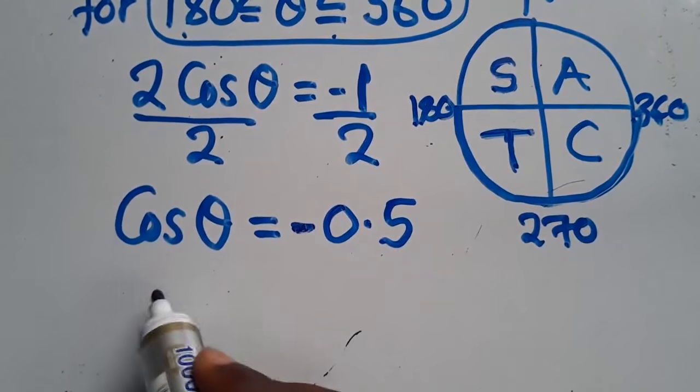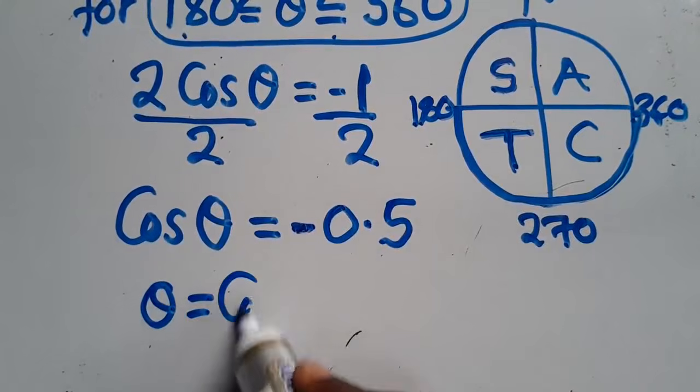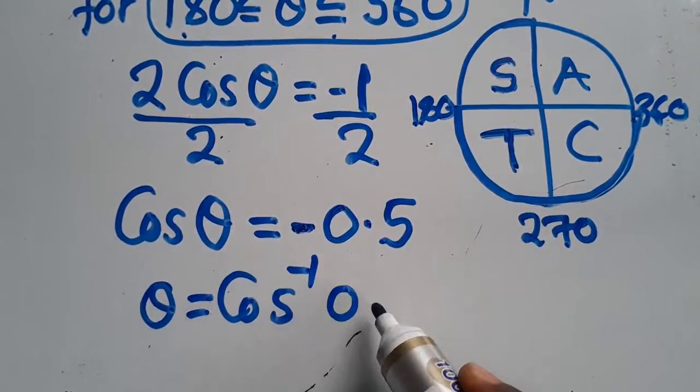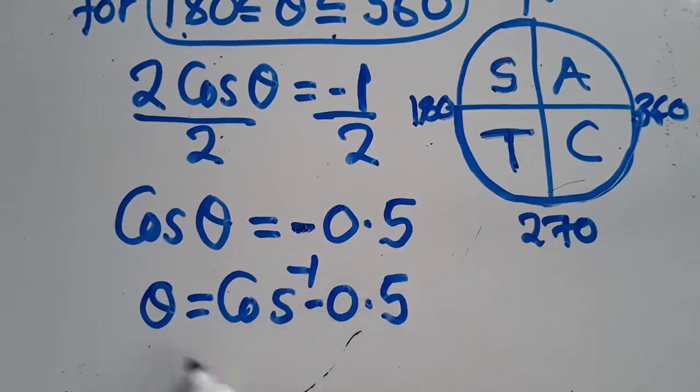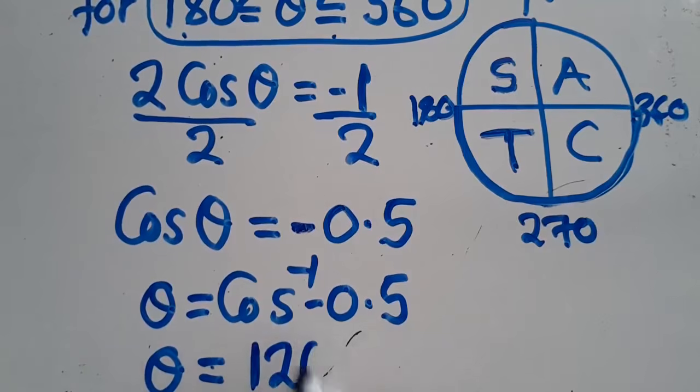So theta is equal to cos inverse of -0.5. Shift cos -0.5. What is our answer? Our answer is 120. This is the 120 that we found.